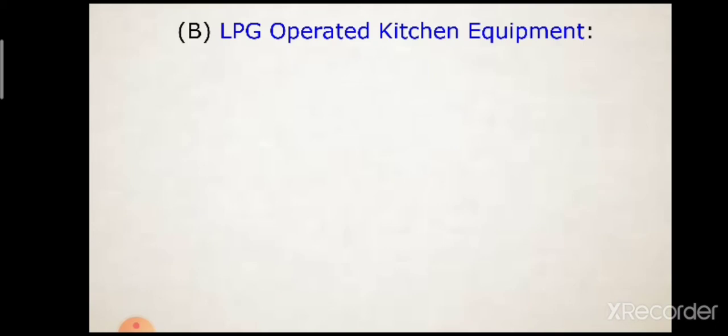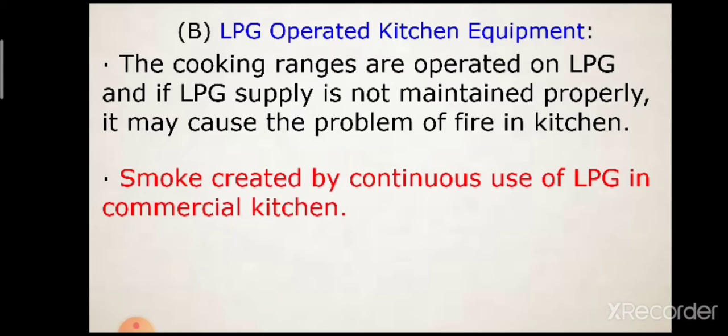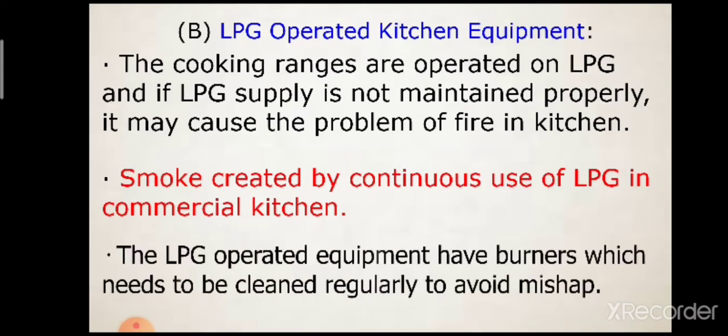For LPG operated kitchen equipment, the cooking ranges are operated on LPG, and if LPG supply is not maintained properly, it may cause the problem of fire in the kitchen. Smoke created by continuous use of LPG in commercial kitchen. The LPG operated equipment have burners which need to be cleaned regularly to avoid mishaps.